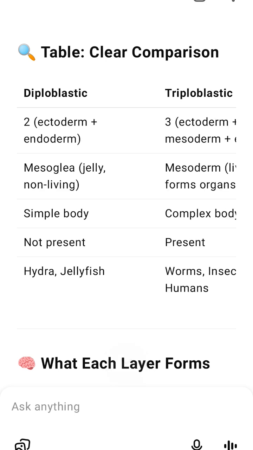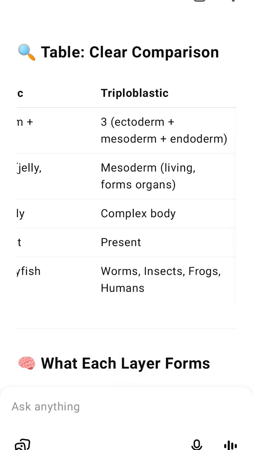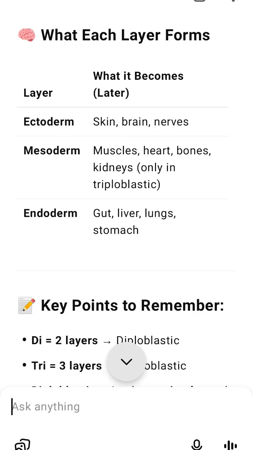Final analogy: diploblastic is like a jelly sandwich. Soft, simple, no real organs. Triploblastic is like a fully made burger: layers, structure, organs, systems.